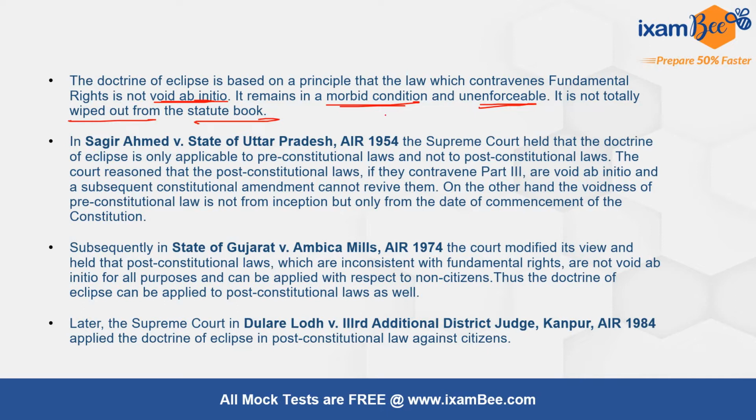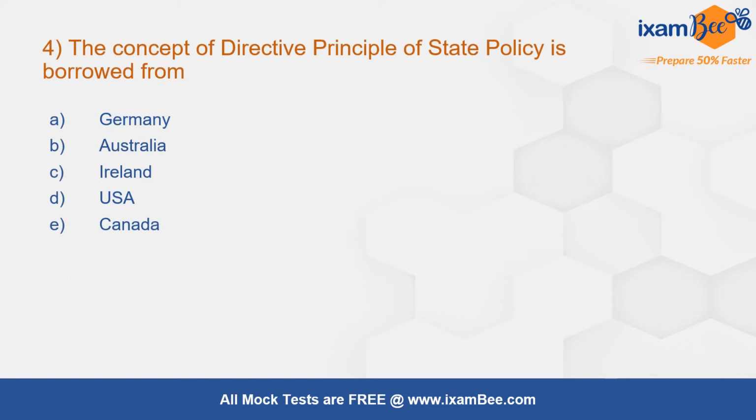In Sagir Ahmed versus State of Uttar Pradesh, the Supreme Court held that the doctrine of eclipse is only applicable to pre-constitutional laws and not to post-constitutional laws. However, subsequently in State of Gujarat versus Ambika Mills, the court modified its views and held that post-constitutional laws which are inconsistent with the fundamental rights are not void ab initio for all purposes and can be applied with respect to non-citizens. And later, in Dulare Lodh versus 3rd Additional District Judge, the doctrine of eclipse was applied to post-constitutional laws against citizens.